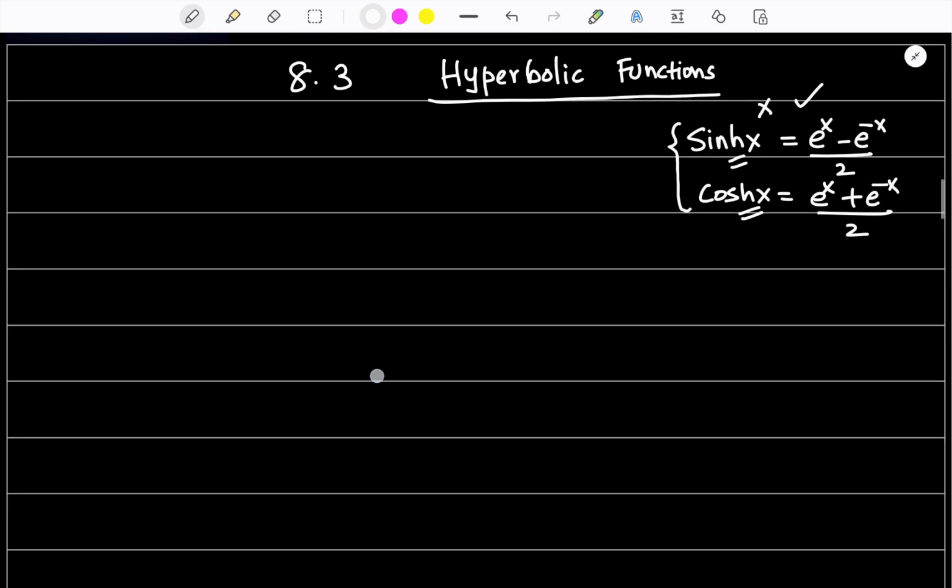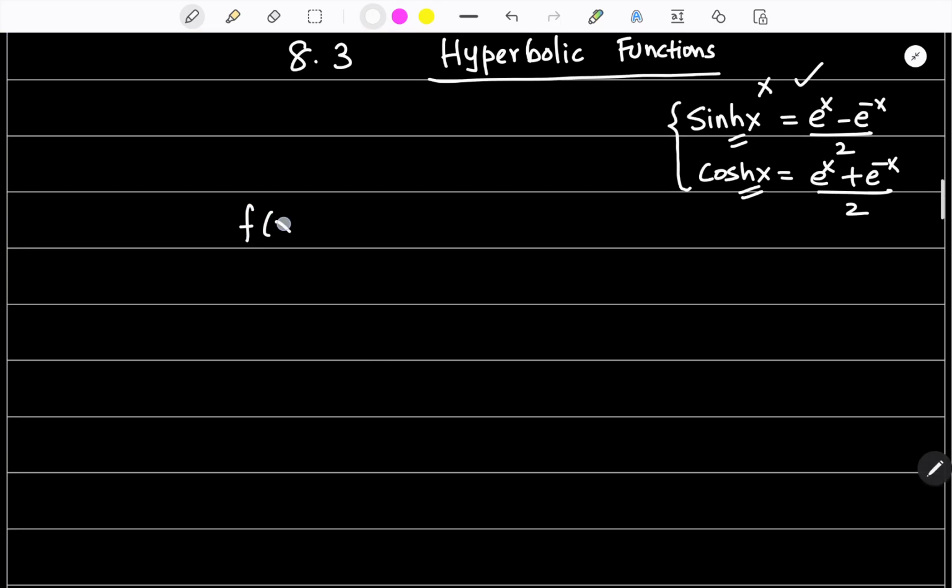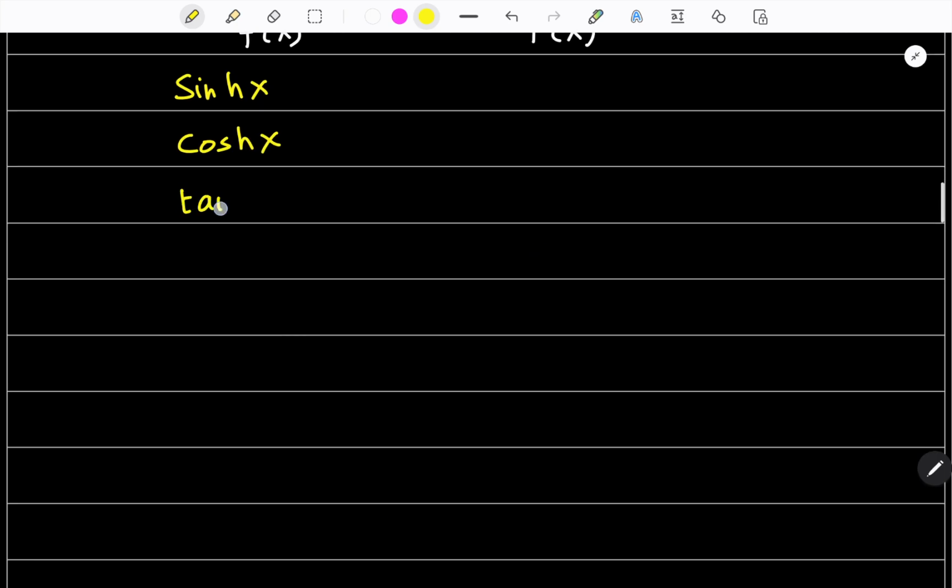Here you have 6 formulas. 6 rules are there, f of x and f dash of x. Let me start: sine hyperbolic x, cosine hyperbolic x, tan hyperbolic x. After that, the reverse of sine is cosecant hyperbolic x, the reverse of cosine is secant hyperbolic x, and the reverse of tan is cotan hyperbolic x.